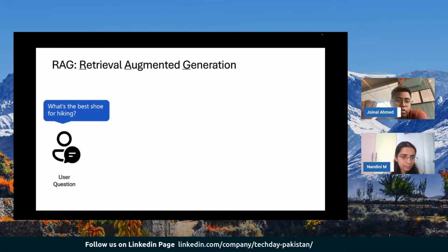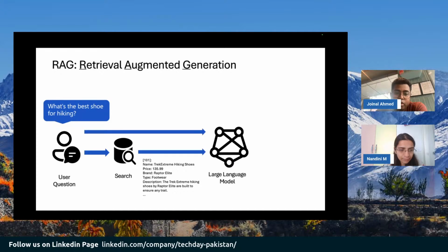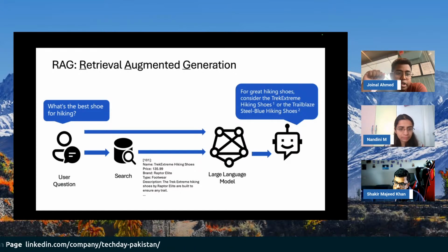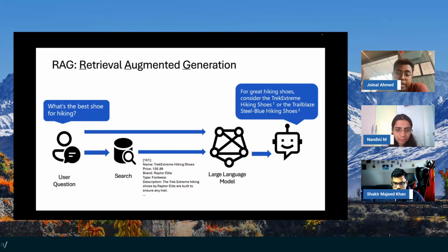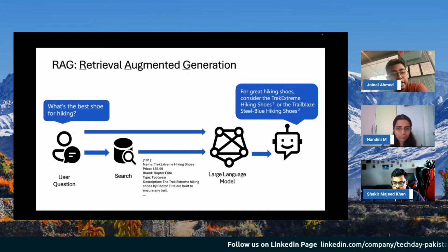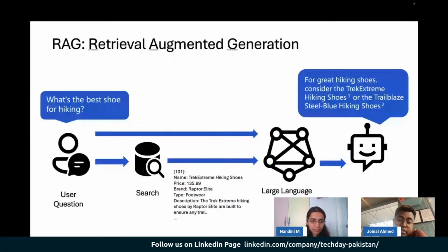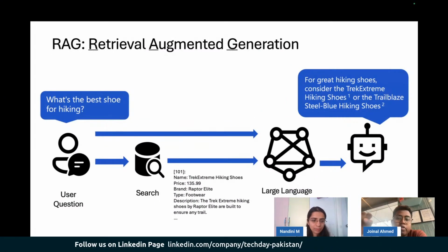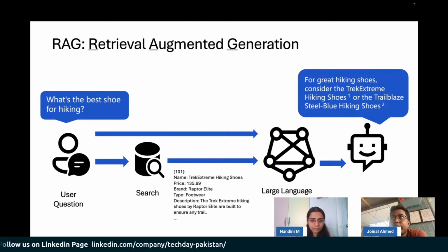For example, look at this solution. If the user asks what is the best shoe for hiking, we first do a search, the retrieval part, to find which hiking related shoe data I have in my database. We get all of this information out, and here you can use various ways to search for the relevant documents. We will talk about various ways of doing that a bit later.